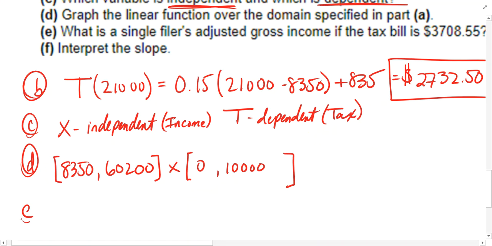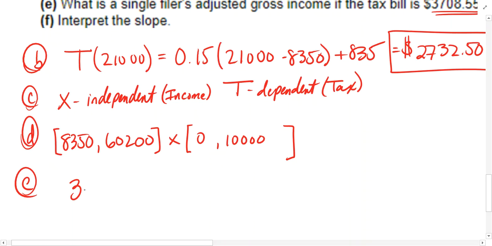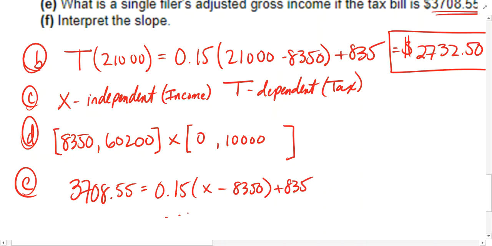For Part E, we've seen a trick like this before. We can actually answer this without too much trouble. We know that the tax bill, T of X, is equal to $3,708.55. And we can solve this with algebra if we wanted to. We know that the tax bill, $3,708.55, is equal to 0.15 times X minus 8350 plus 835. And we can go through the trouble of isolating this X variable and solving.